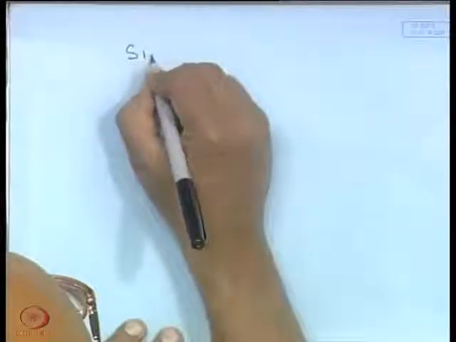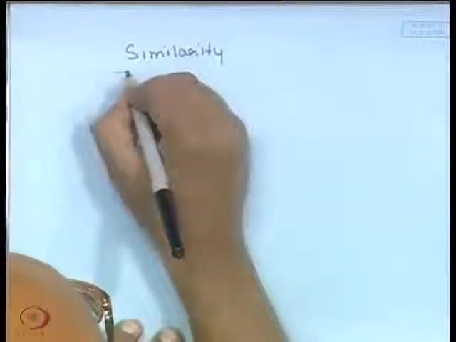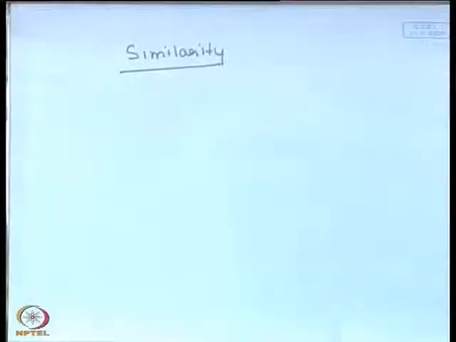Now next in this class today, let me work out a generic feature. Let me show you how we can use a generic feature to determine some very useful property of the orbit. Okay, the principle that we shall use is called similarity. So what is this?